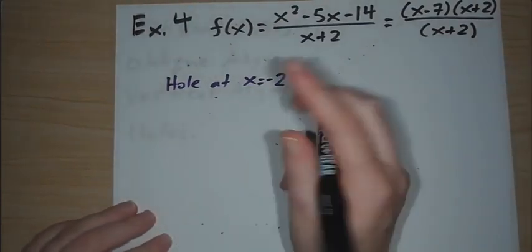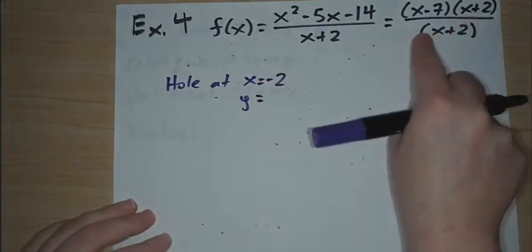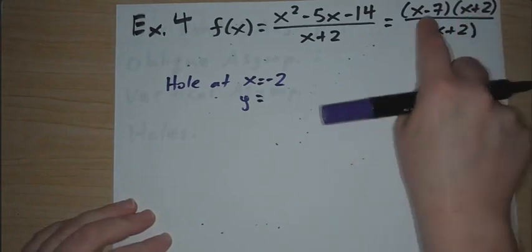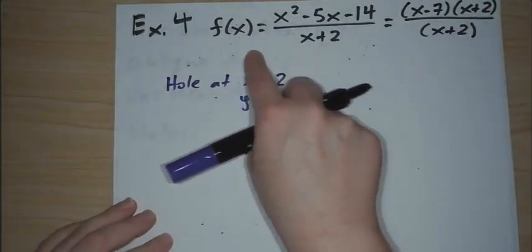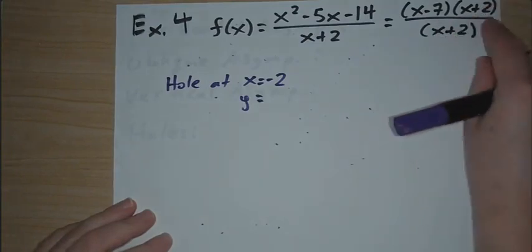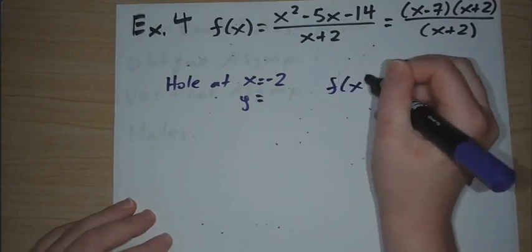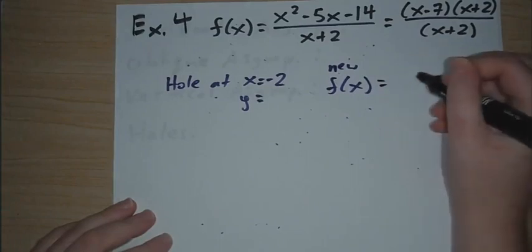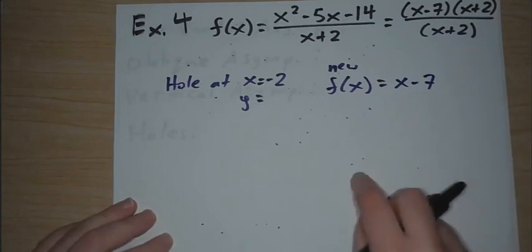And so to find the y value at negative 2, we can't just plug it in here because we'll get something undefined. So we need to actually create this function as a new function after the hole is already canceled. So canceling this x plus 2 in the top and the bottom, we get the new f of x as just whatever's left, which is x minus 7.